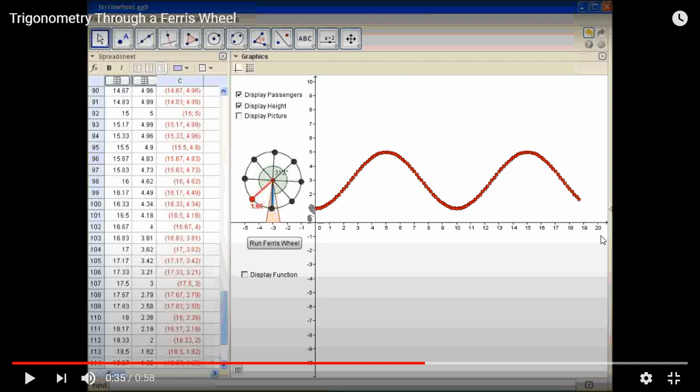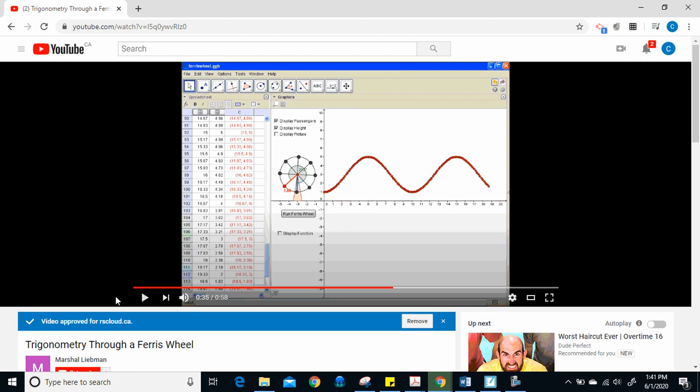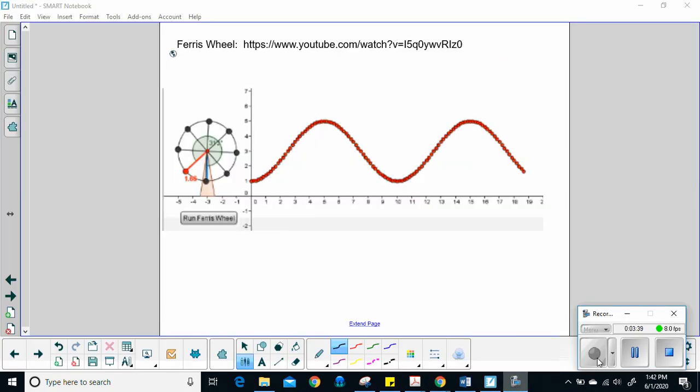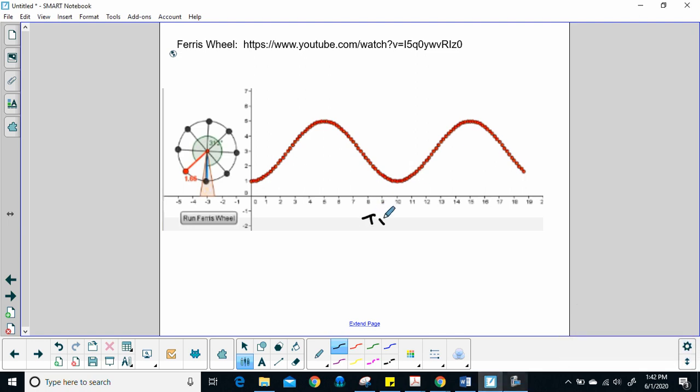So there's my height, there's my time. We're going to work with this. And this is what we're going to focus on today. Sound good? So I just took a screenshot of what we saw, and let's kind of draw some things on here. So our x-axis is time. Our y-axis is our height above the ground.